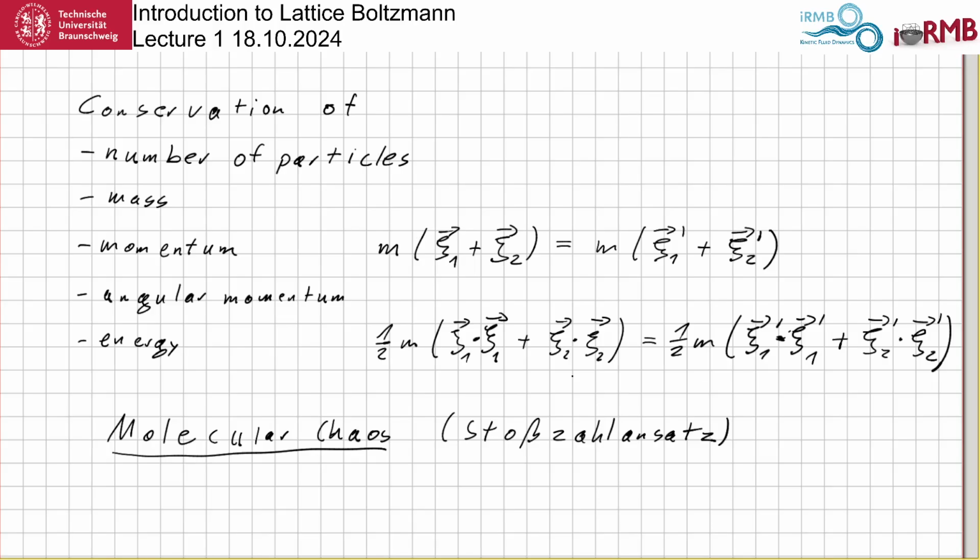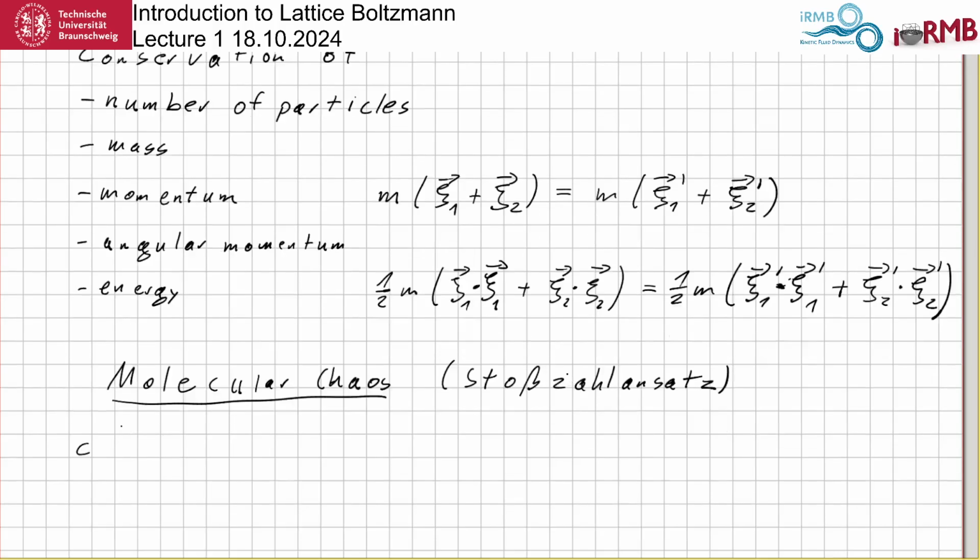It's actually funny that Stoßzahlansatz is translated into molecular chaos. Both are, in a sense, correct, but what Stoßzahlansatz means is that Boltzmann proposed that the Stoßzahl, the collision number, which is the number of collisions in a certain space over a certain time, is the only thing that describes the behavior of the fluid: how many collisions there are per time and space. So only the number of collisions. This is the Stoßzahl, and this is translated into molecular chaos, for whatever reason.